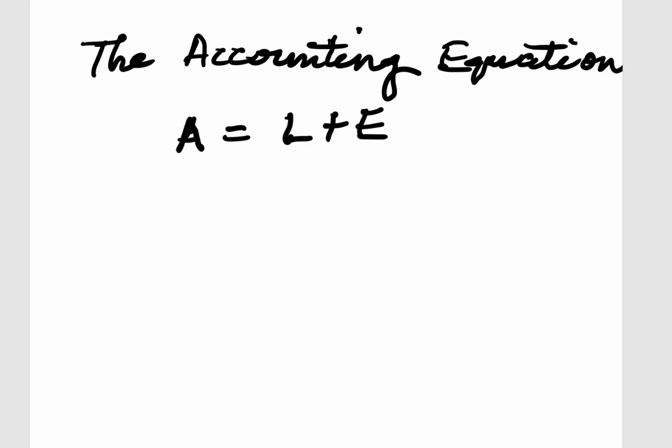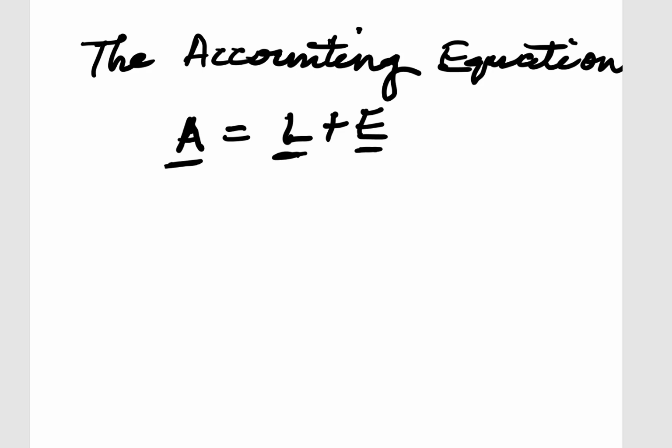The fundamental accounting equation, or simply known as the accounting equation, is written as A for assets, L for liabilities, and E for equity. So what we say is that for any business on any given day, after each economic activity, its assets must be equal to the sum of its liabilities and equity. This is known as the accounting equation.